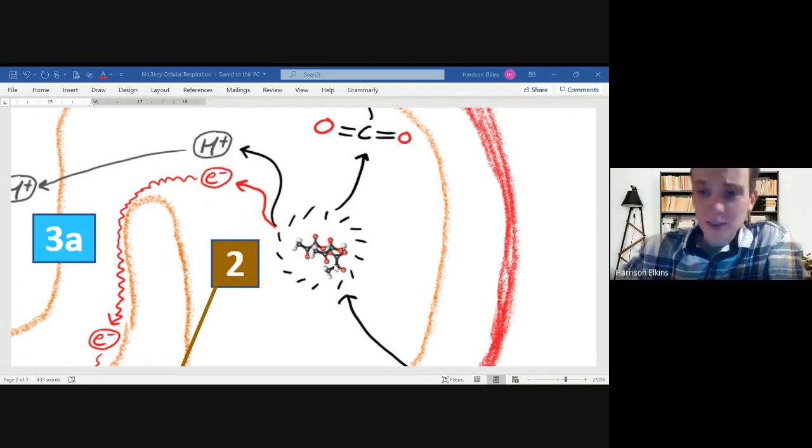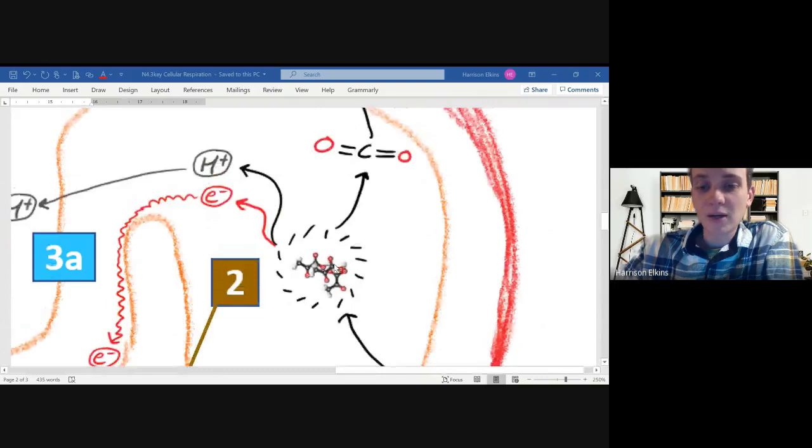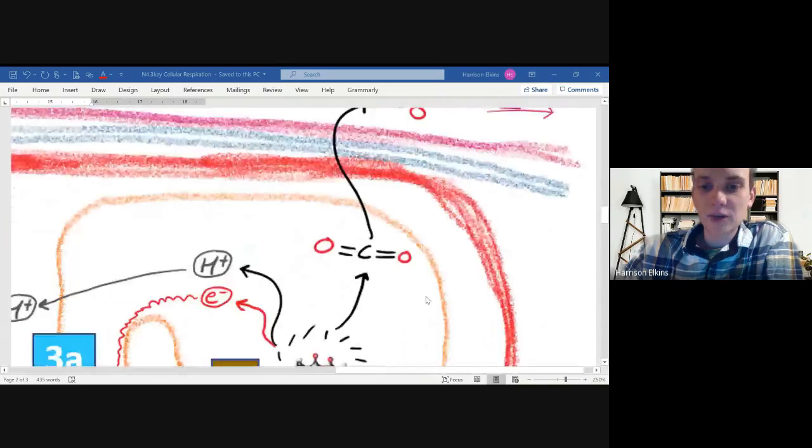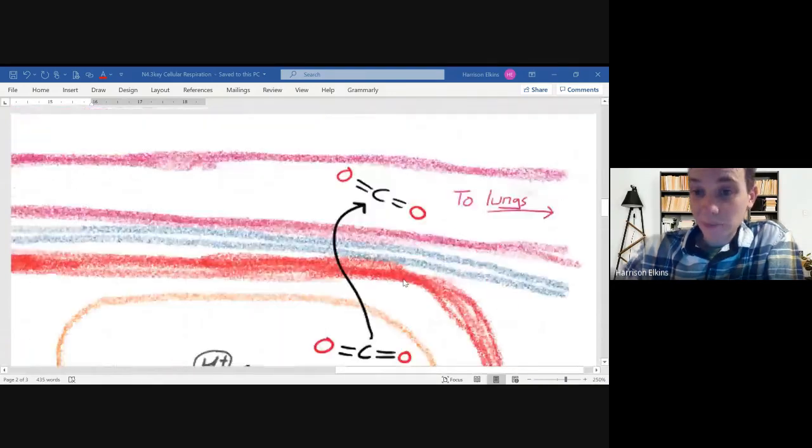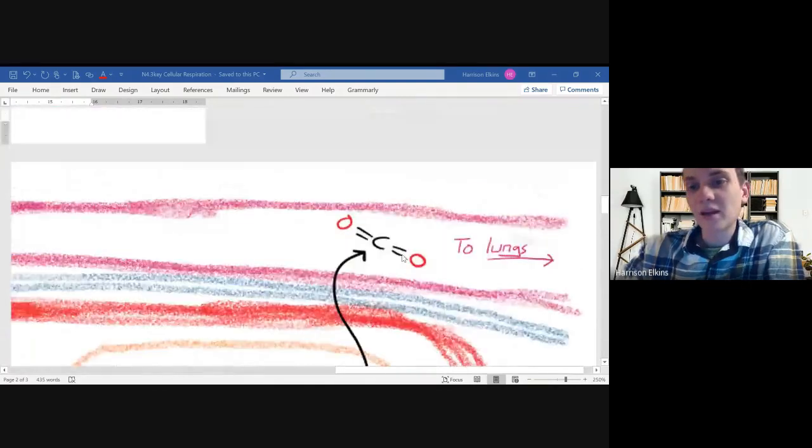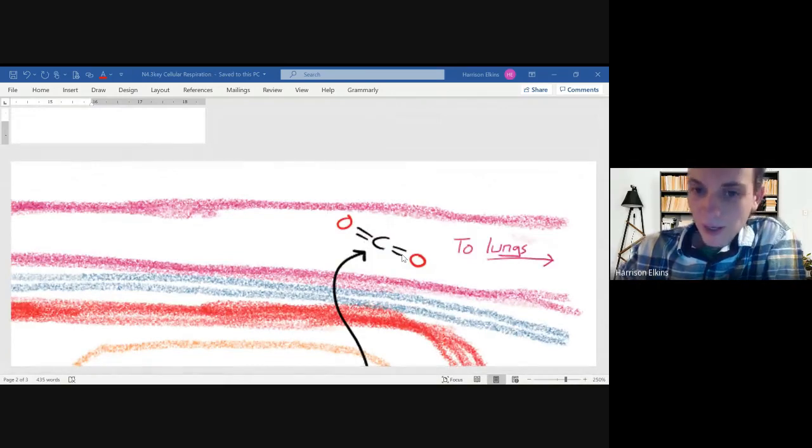Now, those carbons and those oxygens are going to bond together to create carbon dioxide. That carbon dioxide is going to leave the mitochondria and then enter the bloodstream and go back to the lungs. And that's why my lungs are breathing out carbon dioxide. Breathe in oxygen, breathe out carbon dioxide.